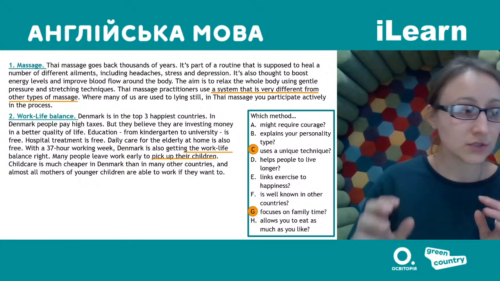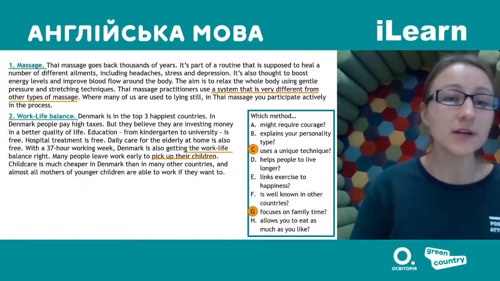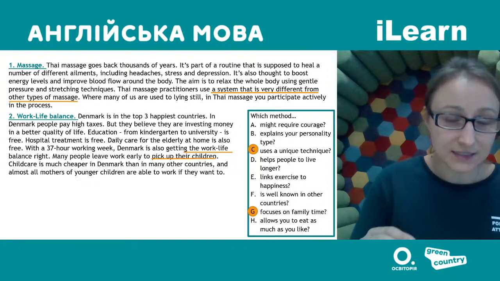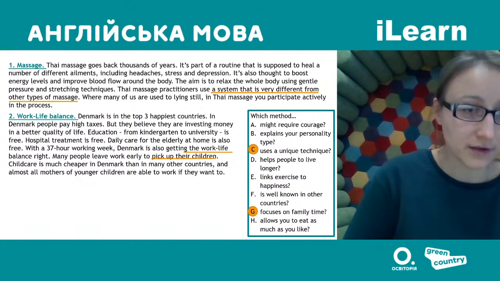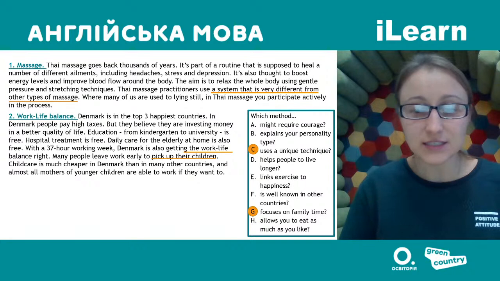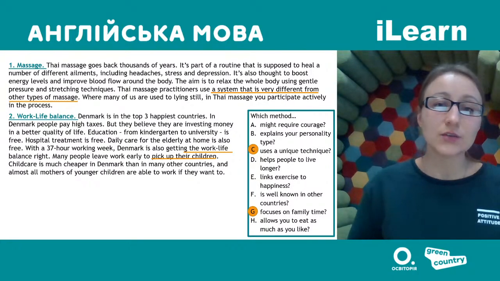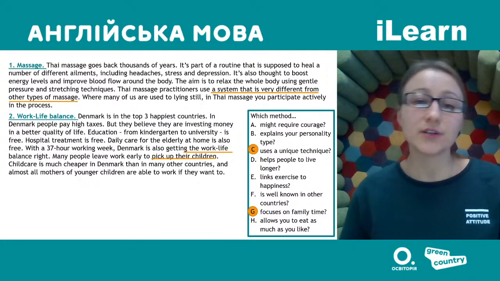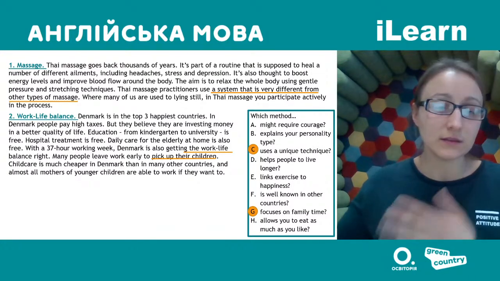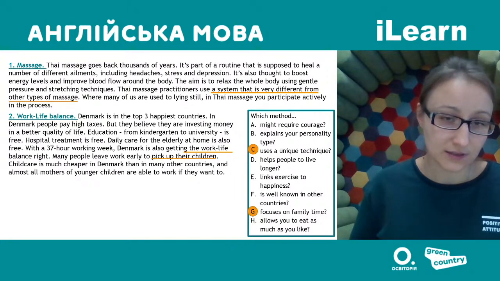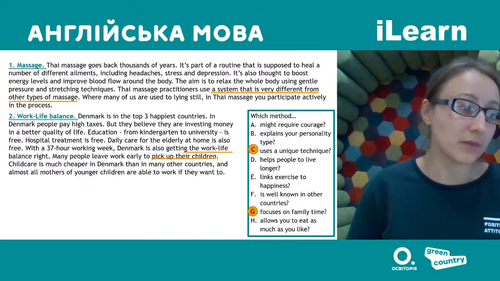That's all about first sentence. Denmark is in the top 3 happiest countries. So again, this sentence tells us about Denmark. This sentence doesn't tell us about other countries. Yes? So it doesn't say that in other countries, Denmark is known for being something. Yes? So it doesn't say what is happening in other countries. It tells us only about Denmark.